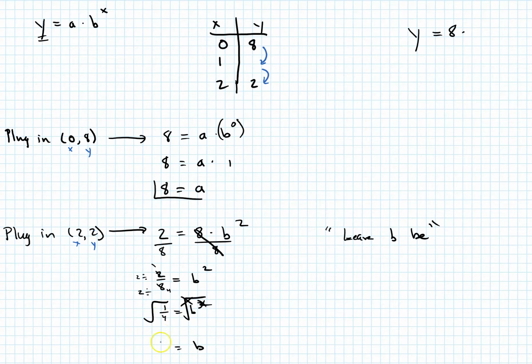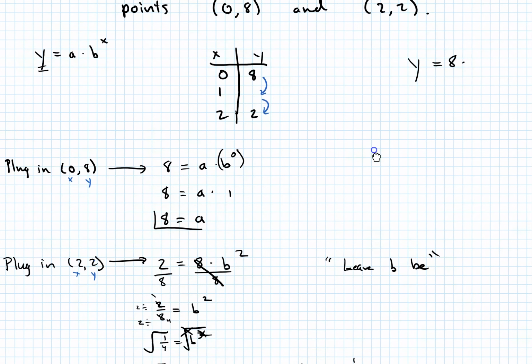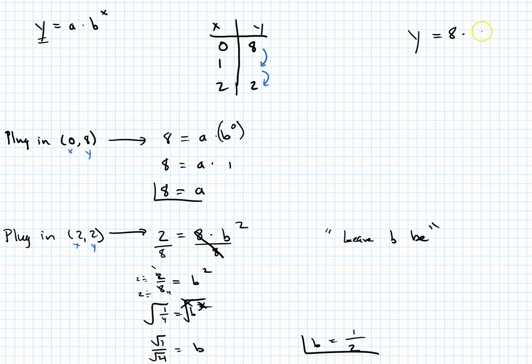Now the square root of 1 over 4, you can find that by taking the square root of the top and the square root of the bottom. Square root of 1 is itself 1, and the square root of 4 is 2. So our multiplier, or b value, is 1/2. We can finish writing our equation now. Y equals 8 times 1/2 raised to the power x.